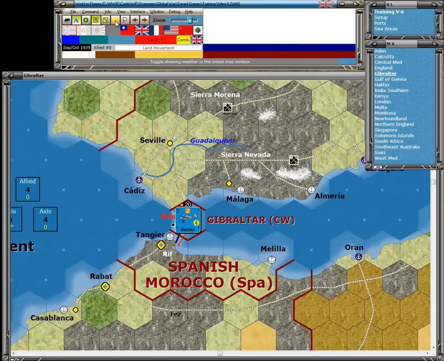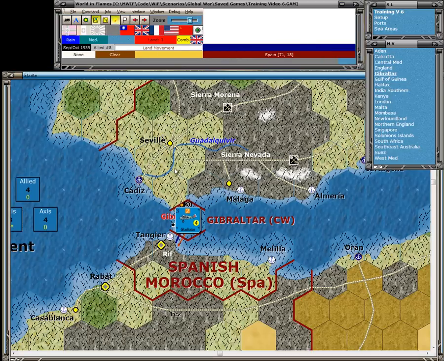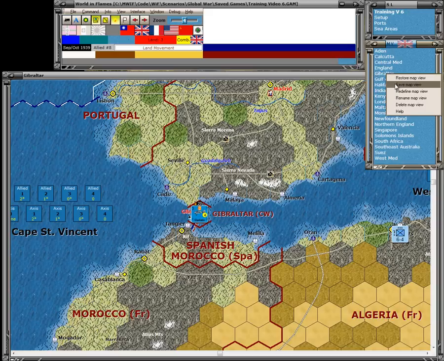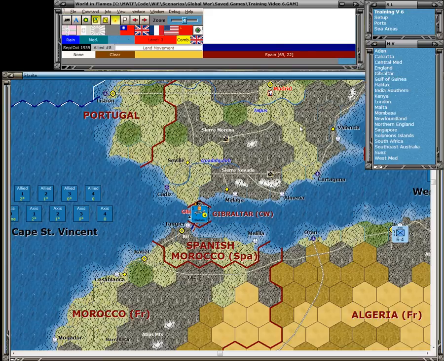I'll undo this. I'll turn the weather back on, and I'll take the zoom level down to 4. And now I'll go out to Gibraltar. I'll redefine the map view, and now it's back to the way it was before. These are the map views for England.